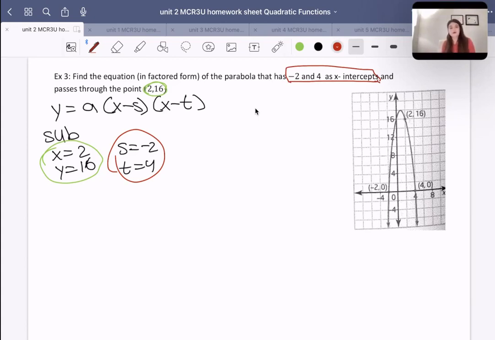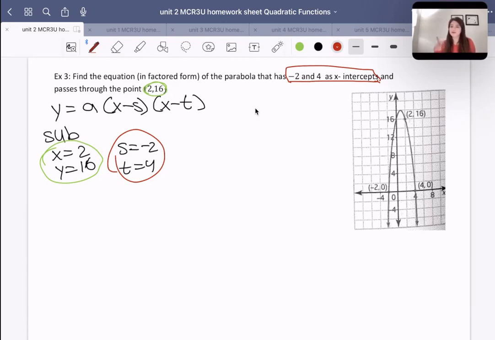Now, it doesn't matter which one is s and which one is t. No, it does not. We really do not care. I could put t as -2 and s as 4, and we would still get the same answer. So it really doesn't matter. The goal here is to find the a value, because we don't have the full equation if we don't have the a value. If I just put in my s and my t value and I still leave a, well, there's a million, or, not a million literally, but actually more than a million. There's infinitely many parabolas that have -2 and 4 as their zeros.